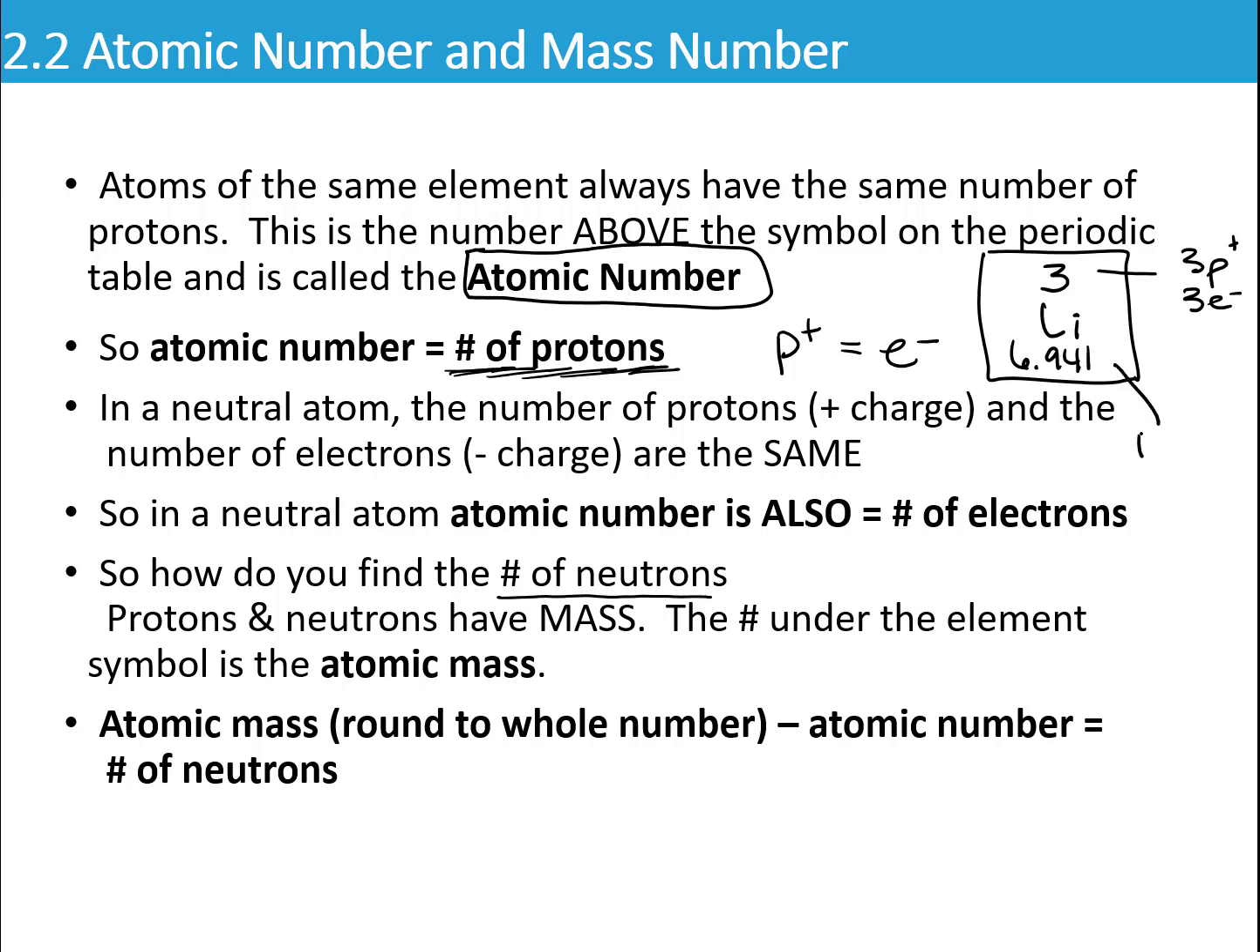So this is the atomic mass. It's basically telling you the number of protons and neutrons. So take the atomic mass, round it to a whole number, subtract the atomic number, and that will tell you the number of neutrons.